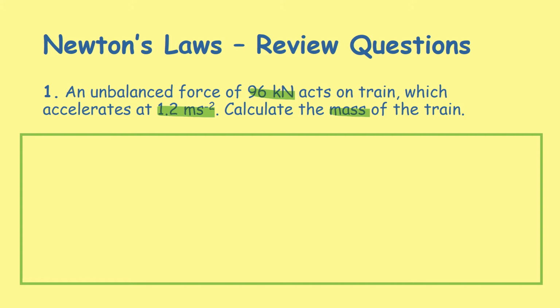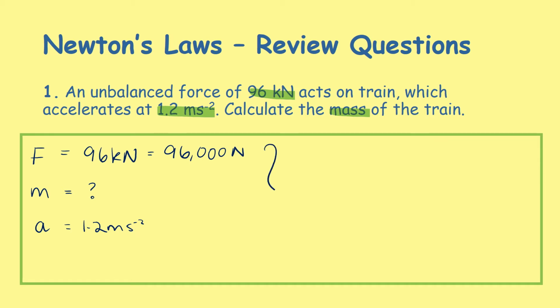So the equation we're going to be using is force equals mass times acceleration. Our force is 96 kilonewtons. Our mass is what we want to calculate. Our acceleration is 1.2 meters per second squared. Before we use our equation, we need to notice that the force just there is in kilonewtons, whereas we need it to be in newtons. 96 kilonewtons is equal to 96,000 newtons.